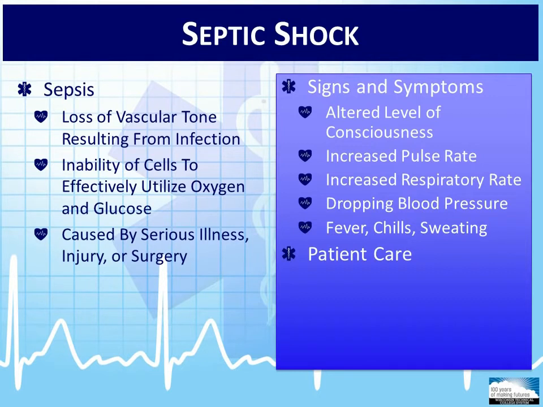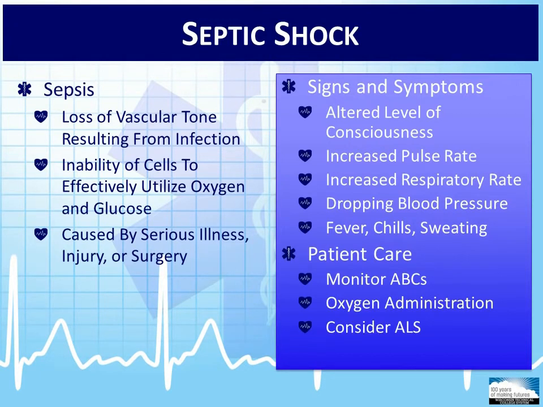In the field, it is important to monitor and maintain the patient's airway, breathing, and circulation. High-flow oxygen should be administered, and ALS should be utilized if available. Rapid transport is essential because these patients really do need care at a hospital. Depending on the nature and seriousness of the sepsis, however, even that may not be enough to turn the tide of the infection.